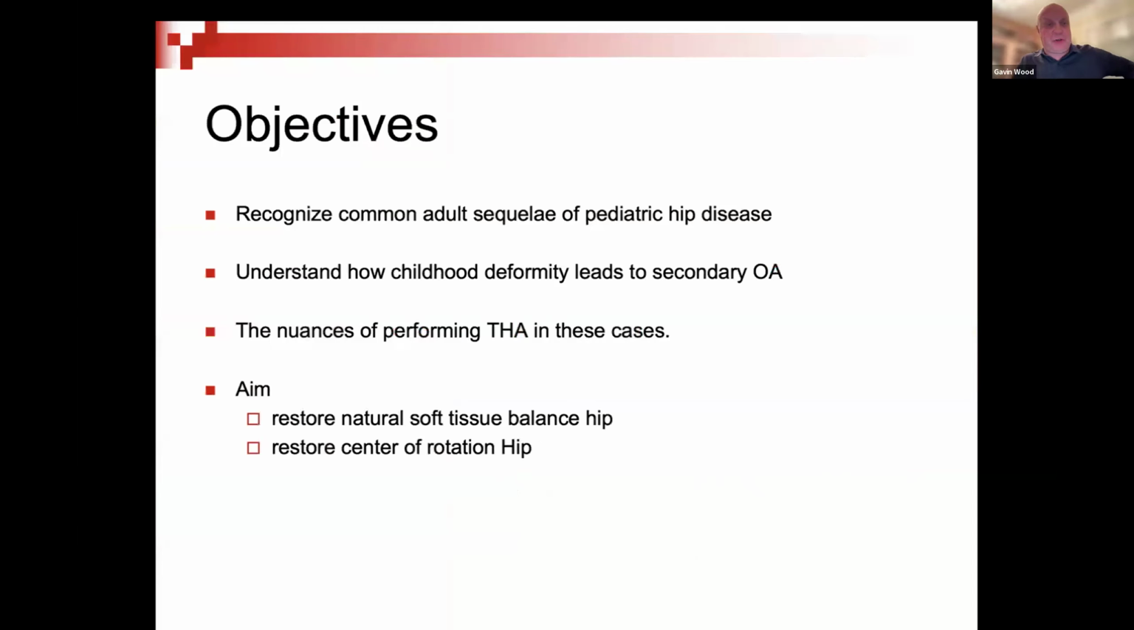So the objectives of this talk are really to recognize the common adult sequelae of those pediatric hip conditions and to understand how childhood deformity leads to secondary osteoarthritis in adulthood, and some of the nuances around performing total hip replacement in such cases. And what I want you to keep in mind is your aim is really to restore the natural soft tissue balance of the hip, which Steve alluded to, and try and restore the center of rotation of the hip.